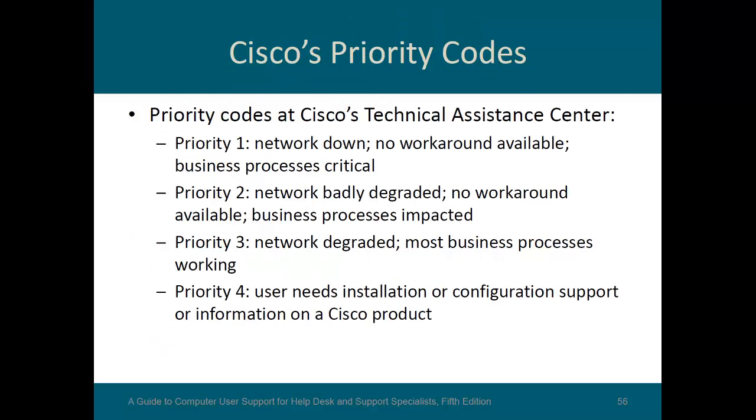Priority codes at Cisco's Technical Assistance Center is an example here. So their priority 1 means network down, no workaround available, business processes critical. That means got to get somebody on it right away. Priority 2, network badly degraded, no workaround available, business processes are impacted, but not necessarily completely down. Priority 3, network is degraded, most business processes are working. Priority 4, a user needs installation or configuration support or information on a Cisco product.